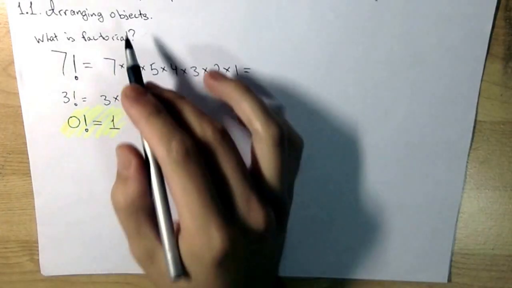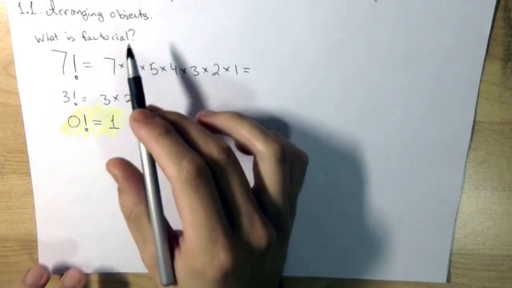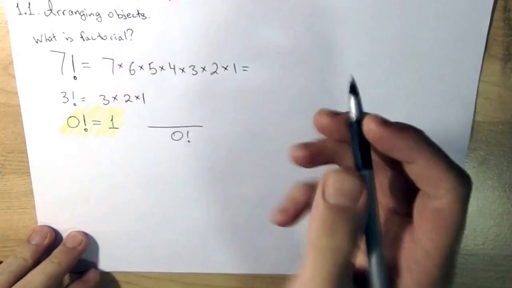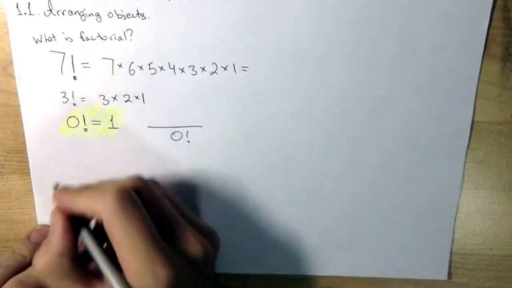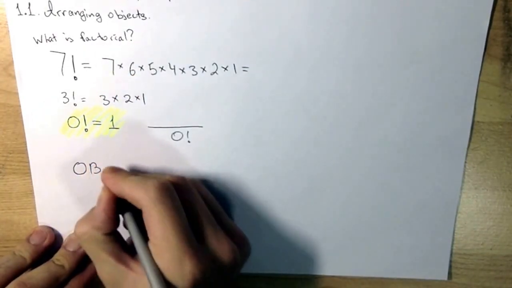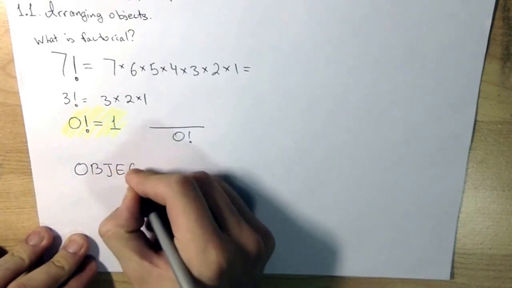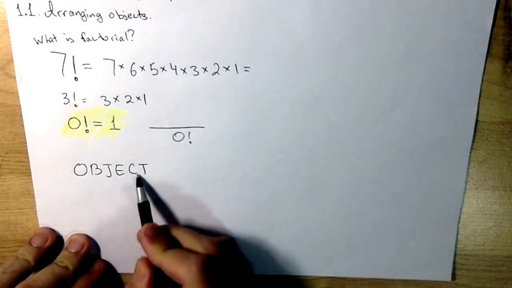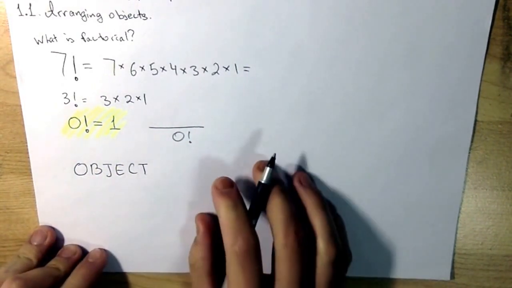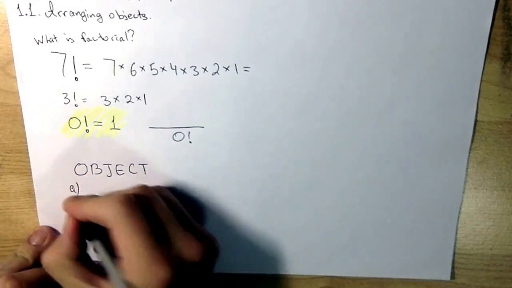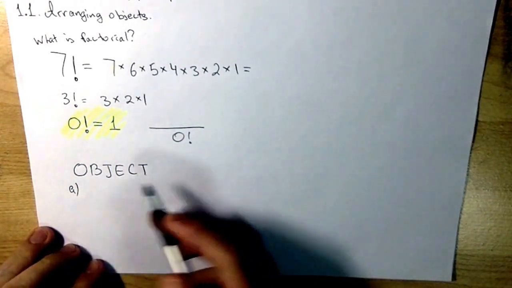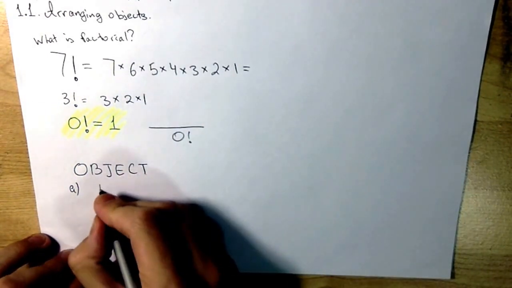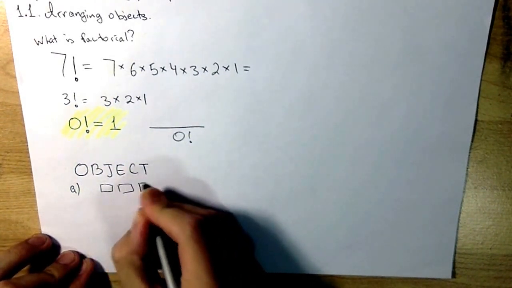So let's do an example and make it clearer for you. Okay, so first example: how many ways can the letters of the word OBJECT be arranged? So we have the word object: 1, 2, 3, 4, 5, 6. We have 6 letters in it. So first of all, how many ways can these letters be arranged? Let's think. There are 6 places to arrange them.